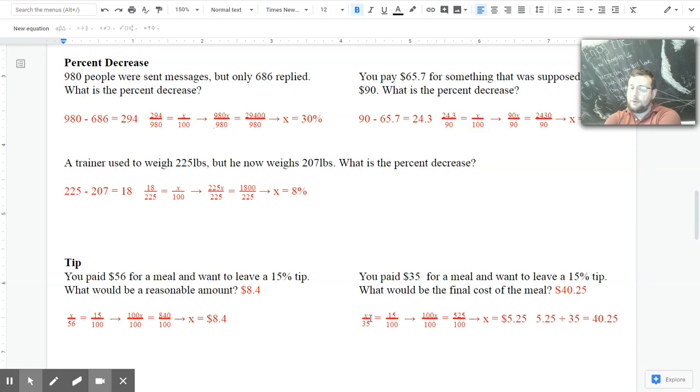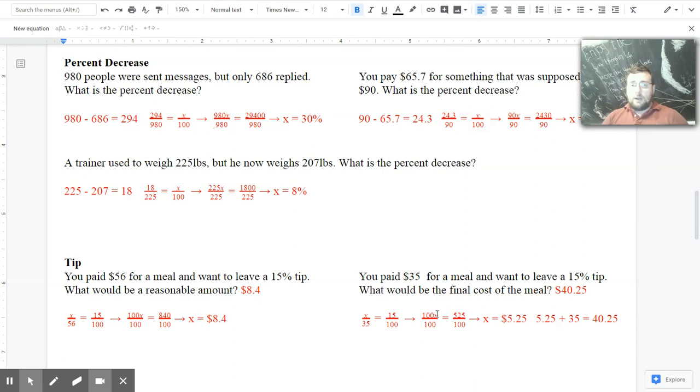What is the part? Cross multiply, you get 100x equals 525, which is 15 times 35. Divide both sides by 100 to get rid of that 100 that's next to the x. And your answer is 525 divided by 100, which is 5.25. But that's not your final answer because you're looking for the new value. So you have to add that to the original, and you do 35 plus 5.25 gives you 40.25.